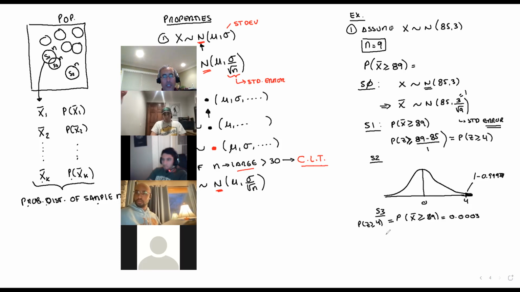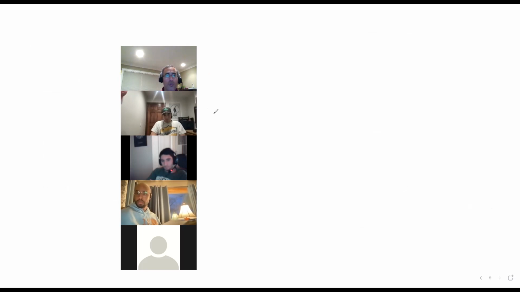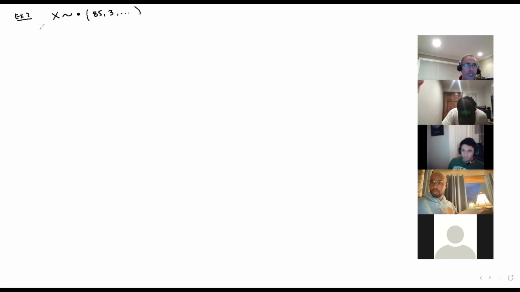Questions, guys? Make sense? Okay, so let me propose you another example. Example two. So I continue the same, okay? I know that X, but in this case, I have no idea what is the distribution. I know that the mean is 85, the standard deviation is also 3, but this can be other parameters. And I have a sample size of 9. And I ask you, what is the probability of X between 85 and 86?